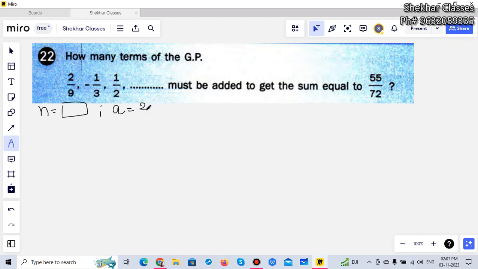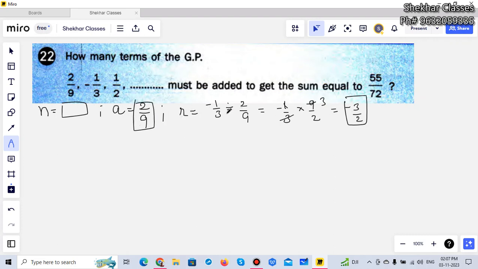So right here n is a question mark, and what they have given you is a, which is 2 upon 9, and r we have to calculate, which is minus 1 upon 3 divided by 2 upon 9, and that will give you minus 1 upon 3 into 9 upon 2. So 3 3s are 9, minus 3 by 2. This is r. And a is given, r is given, n has to be found out.